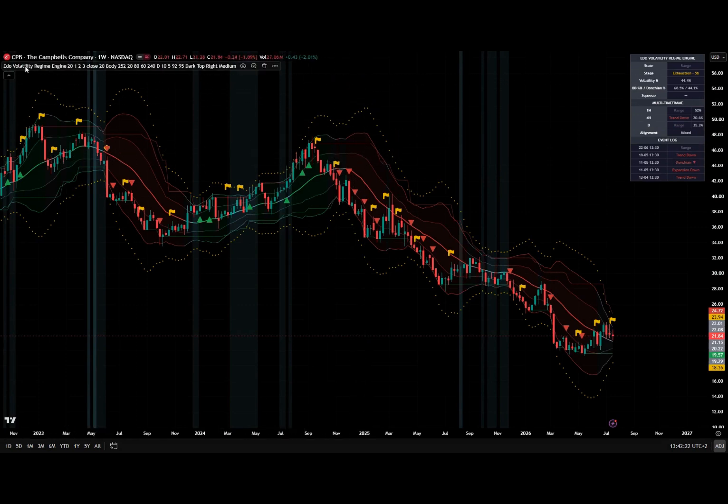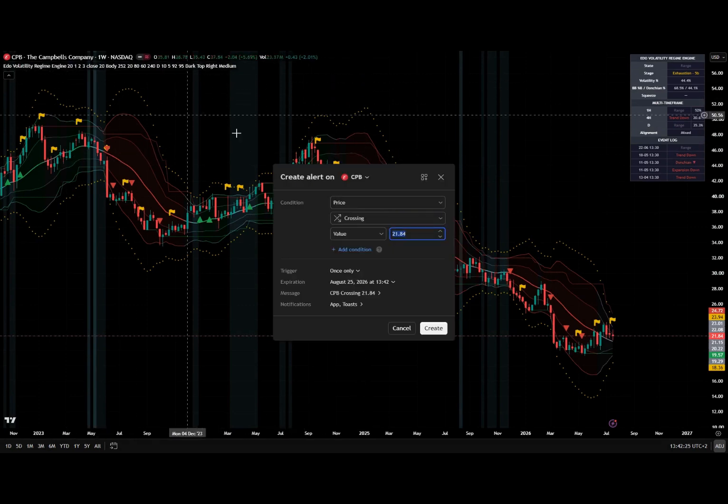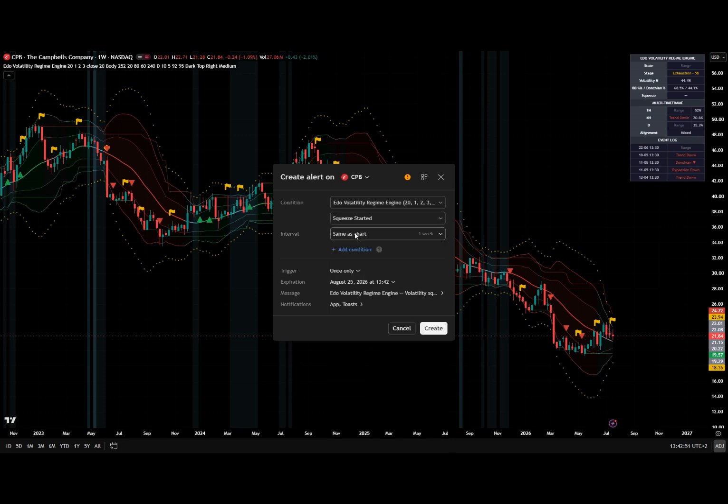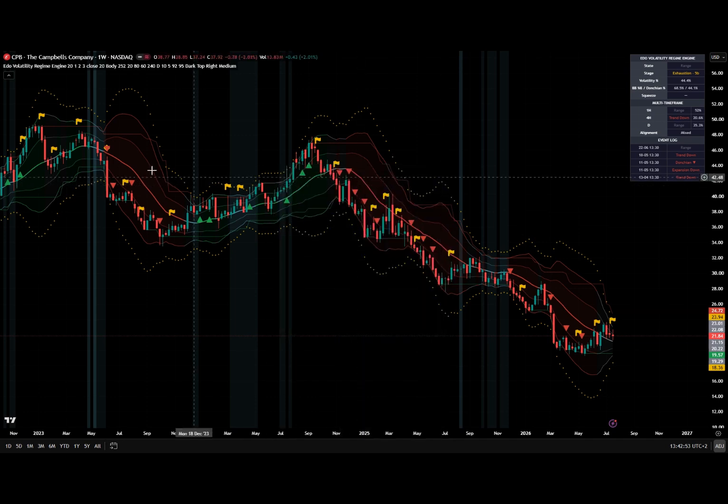The indicator ships with 12 alerts. Let's open the Create Alert dialog. Squeeze started and squeeze released, and the 2 channel breaks, up and down. Then the 4 band crossings, on the 2nd and 3rd deviation, upper and lower. The 3 multi-timeframe ones, triple squeeze, triple bull and triple bear, and the stage exhaustion warning. We recommend squeeze released as an early warning, and the triple alignment ones as confirmation.